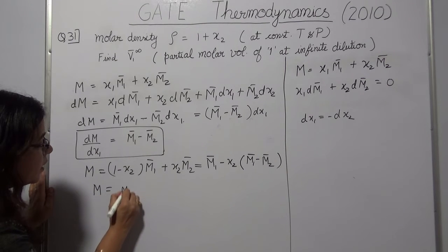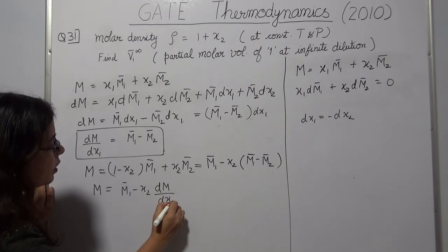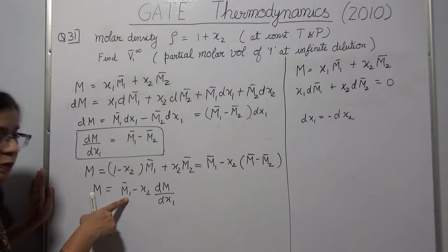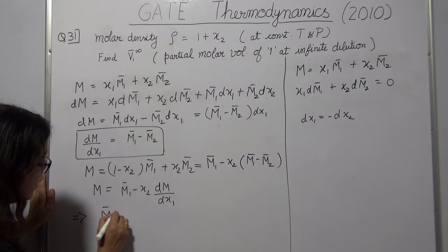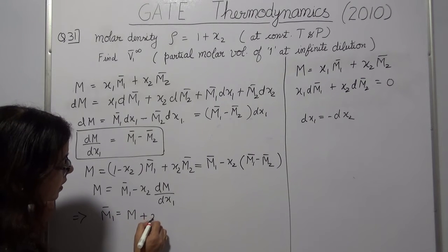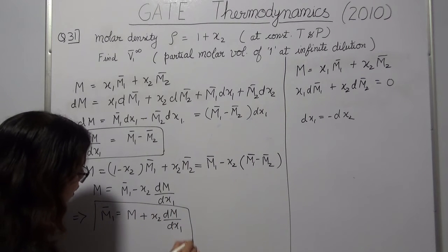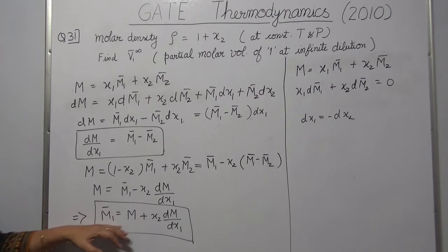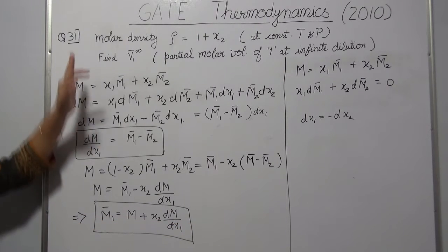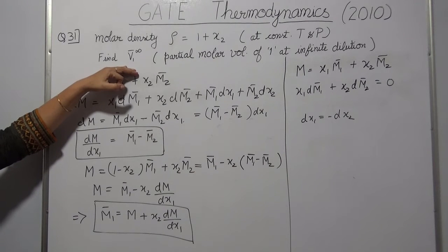So m is equal to m1 bar minus x2 dm by dx1, or I can solve this equation for the partial molar property of component 1. This gives me m1 bar equal to m, that is the mixture property, plus x2 times dm by dx1. Okay, so this is the formula which we are going to use. Now you have the equation which relates the partial molar property of component 1 with the mixture property. So now let's go back to the problem statement and see which property we have to find out, that is your partial molar volume.